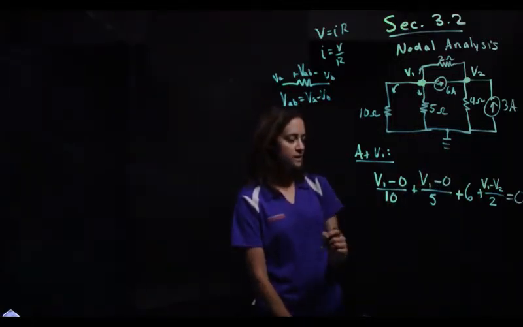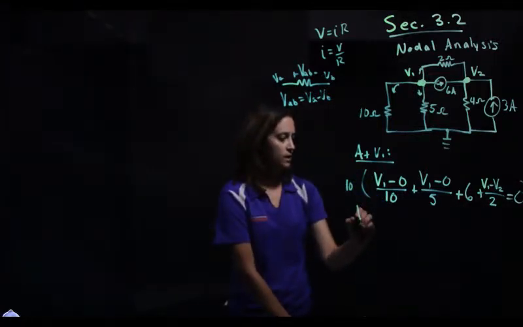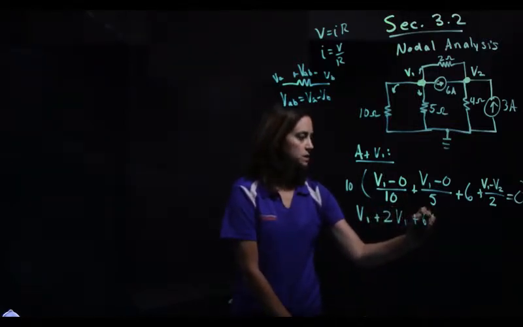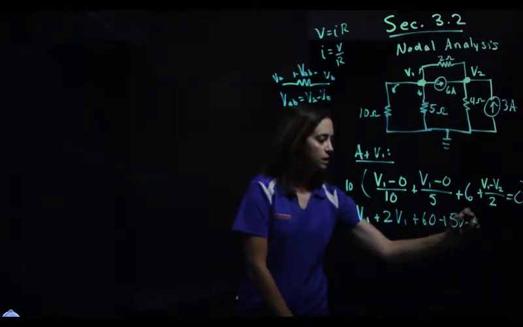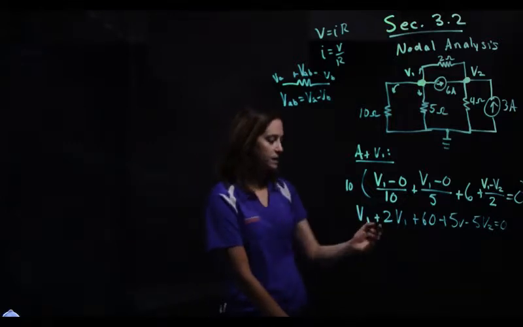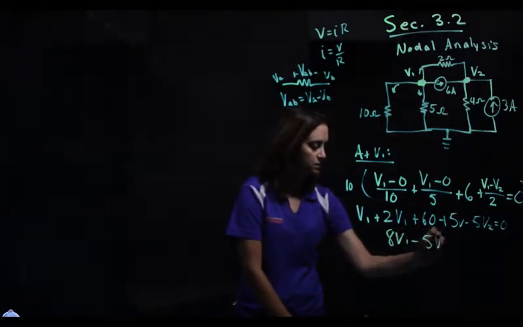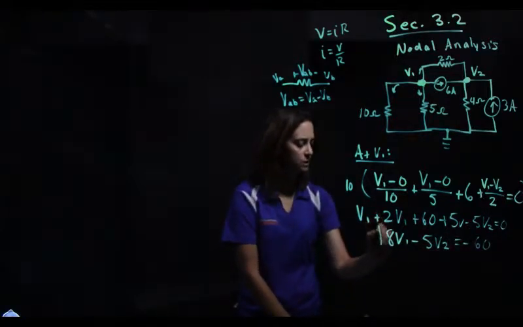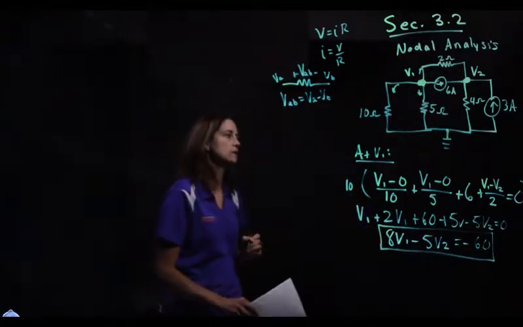Multiply through by 10. So multiply this whole entire thing by 10. You get V1 plus 2V1 plus 60 plus 5V1 minus 5V2 equals 0. And if I combine my like terms, I'll get 8V1 minus 5V2 equals negative 60. I'm going to put this in a box. This is my first of 2 equations that I need.